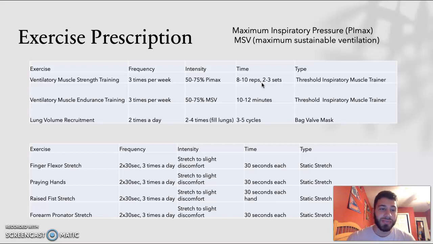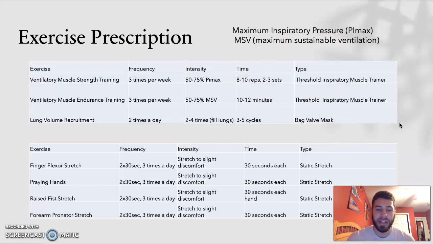The final exercise was lung volume recruitment. We wanted to do it two times a day with an intensity of 2 to 4 times, and we wanted to fill the lungs each time. We wanted to do 3 to 5 cycles, and we wanted to use a bag valve mask.